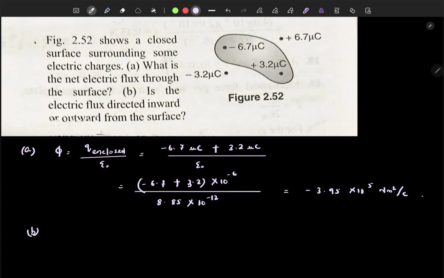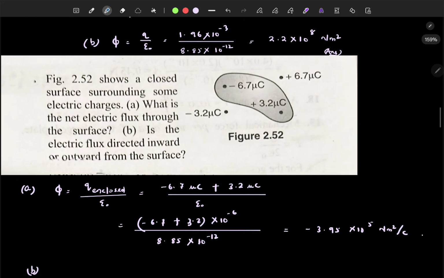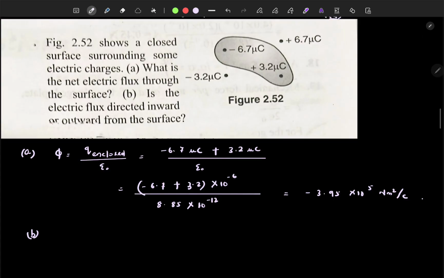For the second bit: is the electric flux directed inward or outward from the surface? From the calculation we came to know the electric flux is negative. So as the flux is negative, the flux is directed inward. This is the answer of this given question.